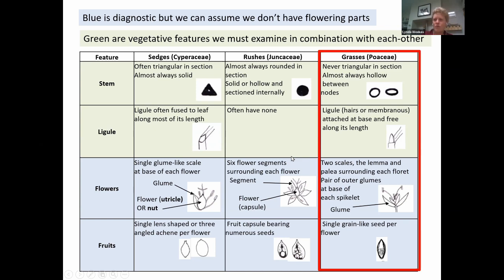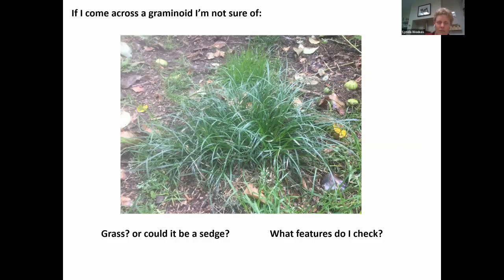So let me just run through an example of a graminoid here. This is one that I found in the back garden actually only yesterday, and I've been walking over it for the last couple of weeks, just assuming that it was a grass, and maybe it is a grass, we'll find out. So is it a grass? It looks like a grass. Or could it be a sedge? What features do I check? So if you've got a scenario like this and you're not quite sure, let's have a look and see what we have to do about that.